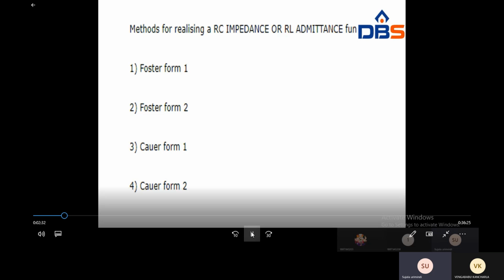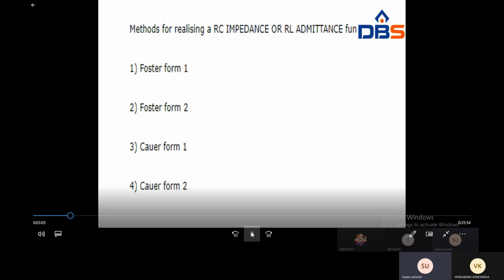So one is impedance, another is admittance. RC will be taken as impedance, RL will be admittance. RL will be taken as impedance, RC will be taken as admittance. So LC in terms of impedance and admittance. By synthesizing whatever the RC, RL and LC, we have to use the most common forms: Foster form 1, Foster form 2, Cauer form 1 and Cauer form 2.